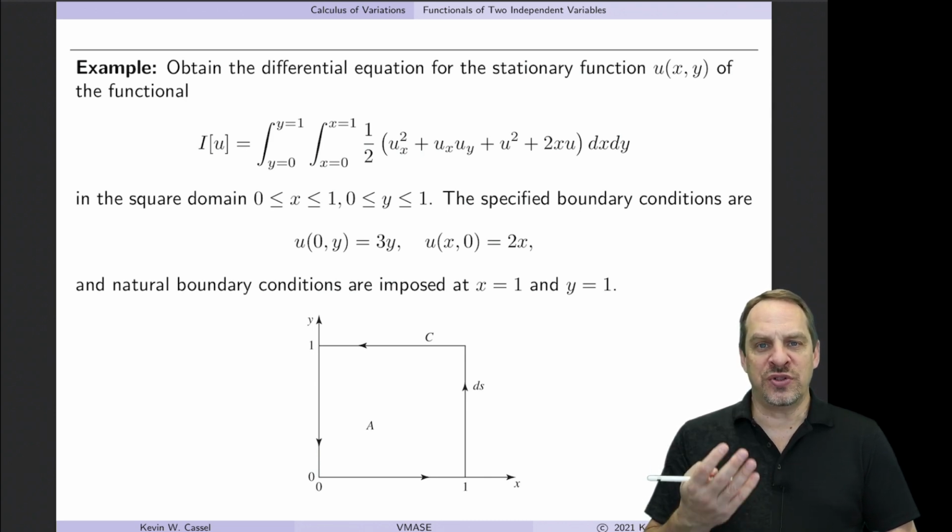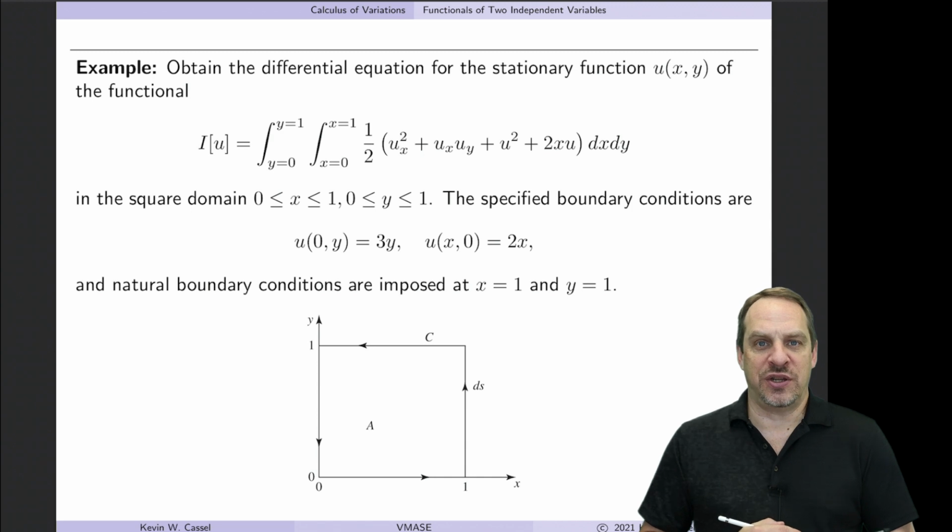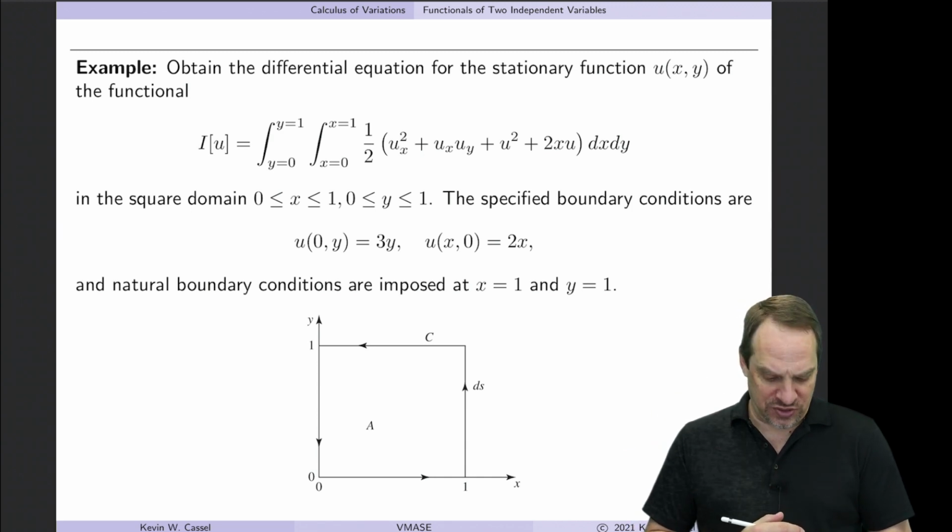And we'll do this example in both ways, just as we've done for some of the previous examples. We'll first take advantage of the fact that we know the Euler equation for this particular template of a functional, and then we'll pretend that we don't know it, and we'll take the variation of I and set it equal to 0 and go through the integration by parts and so on.